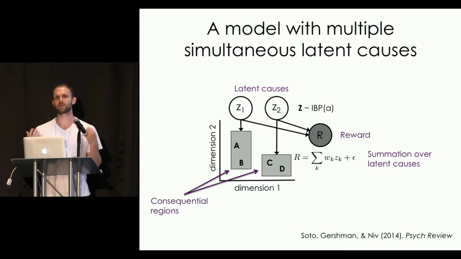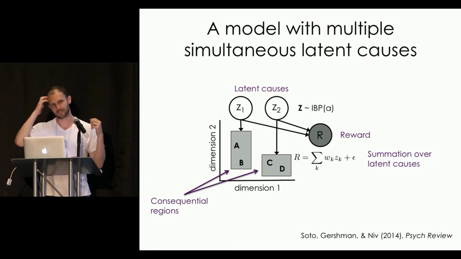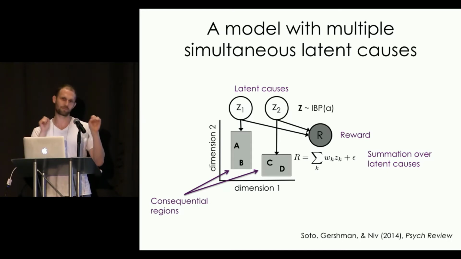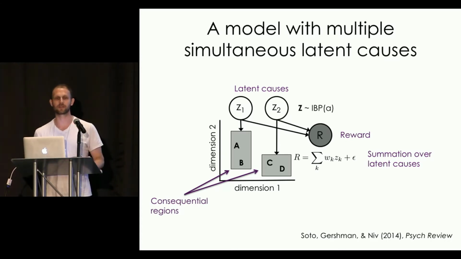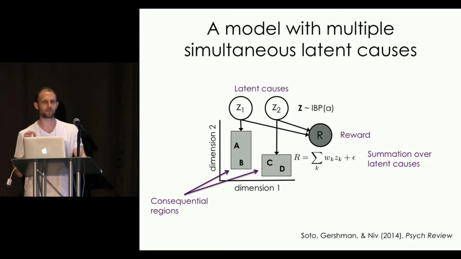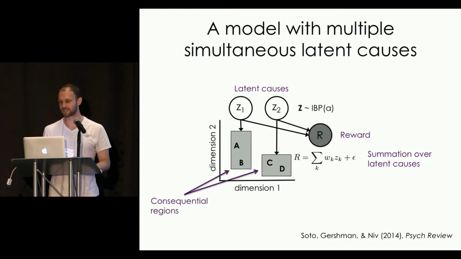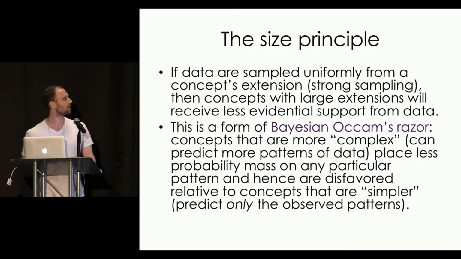From the observer's perspective, from the animal's perspective in these experiments, they're trying to invert that model. So they get to see the perceptual features and the rewards, and they're trying to figure out what were the latent causes that generated them. Depending on what inferences they make, they'll behave either elementally or configurally. An important principle here, an automatic consequence of Bayesian inference in this context, is what's sometimes known as the size principle.